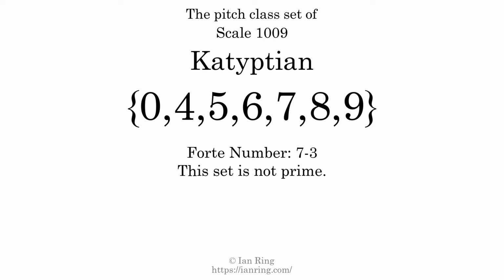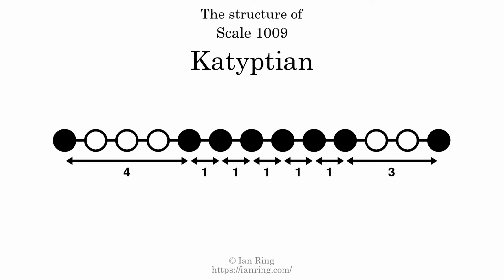The forte class is 7-3. This set is not prime. The structure of a scale is a description of the interval distance between each successive tone. This scale has a structure of 4 1 1 1 1 1 3.